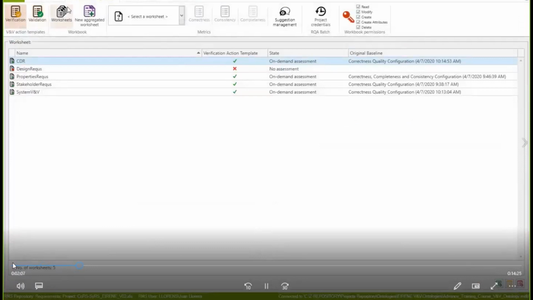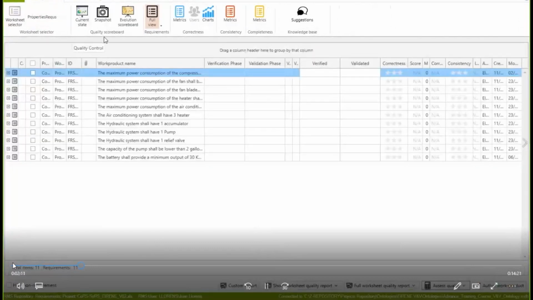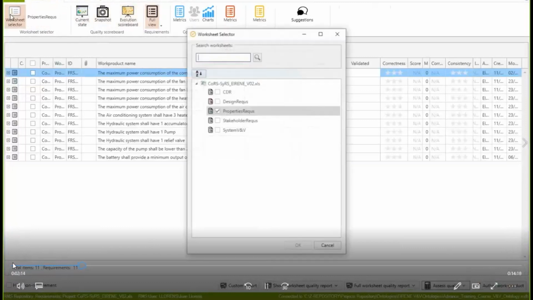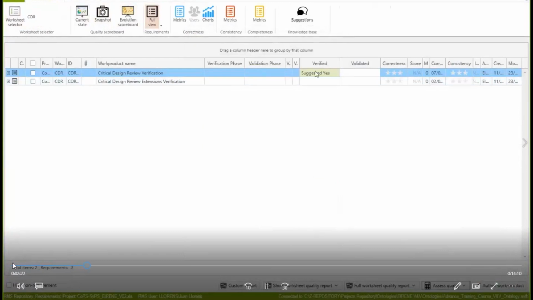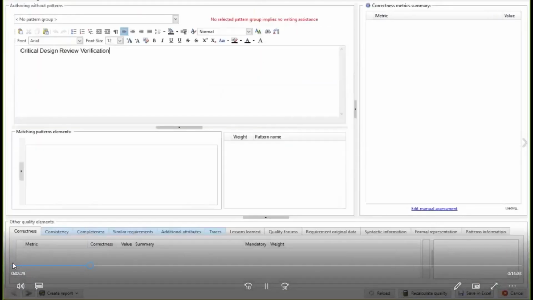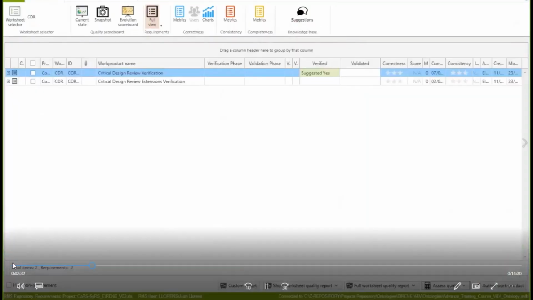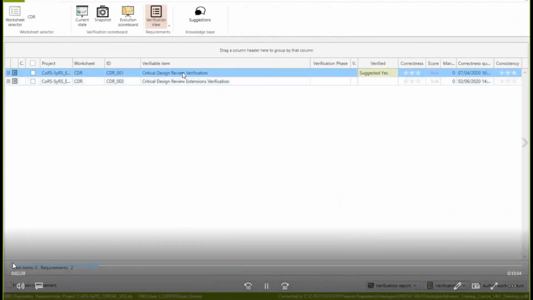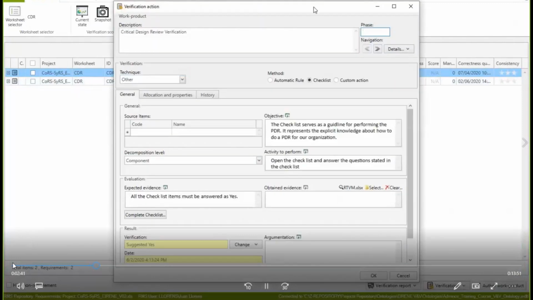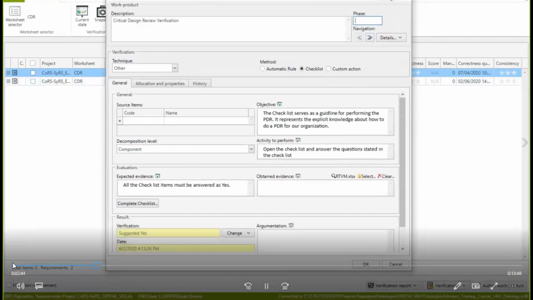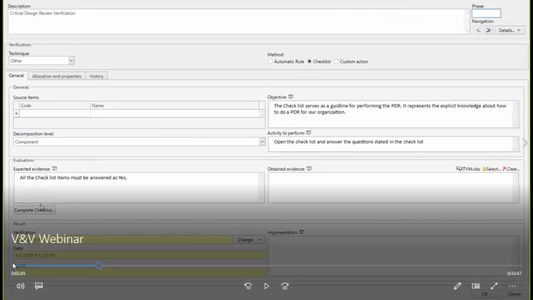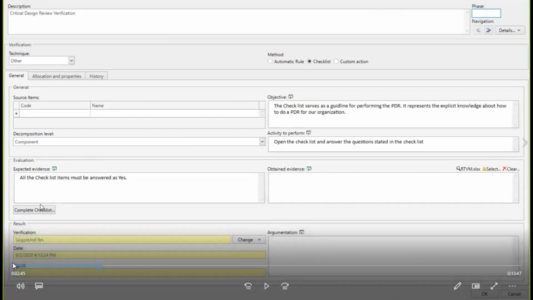So the first thing we are going to do now is start defining how to work with the CDR. We want to verify a CDR, and what we do in Excel, as you can see, is simply create a reference to the CDR. So we say critical design review verification. It is in Excel. If you want, you can have the document there, but for us, it's enough that you simply reference it. So critical design review verification, you see that you get a suggested yes there. I have prepared that for you because it has 60 or 70 questions. And you can see here in the expected evidence that all the checklist items must be answered as yes.